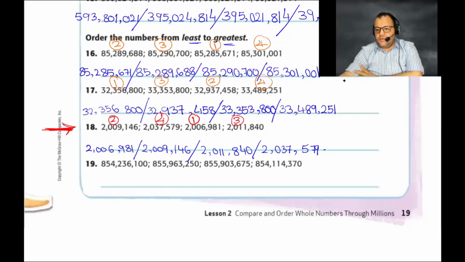Muhammad Ayman, solve number 19, please. Solve number 19. 8 million. Number 19. I'm solving now number 19. There is no 8,045. Just read the number properly.